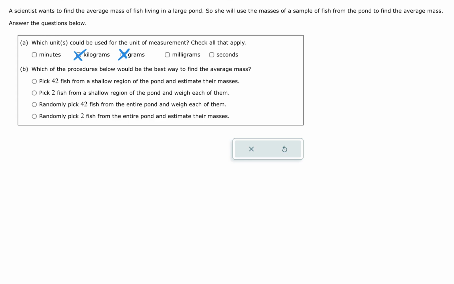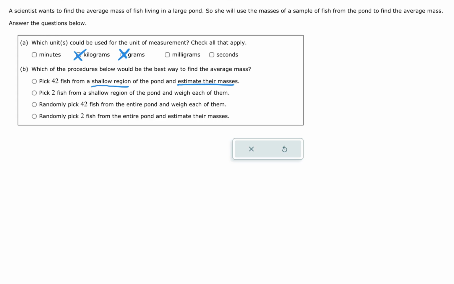Part B, which of the procedures below would be the best way to find the average mass? And just like in the last example, anytime you're trying to find the average of a population, you generally want to choose randomly. And you want to do the measuring yourself as accurately as possible. So the first choice is pick 42 fish from a shallow region of the pond and estimate their masses. Well, I see a couple problems. A shallow region is probably only going to get the small fish, and estimating their masses is never going to get you an exact answer. So I think that one's out.